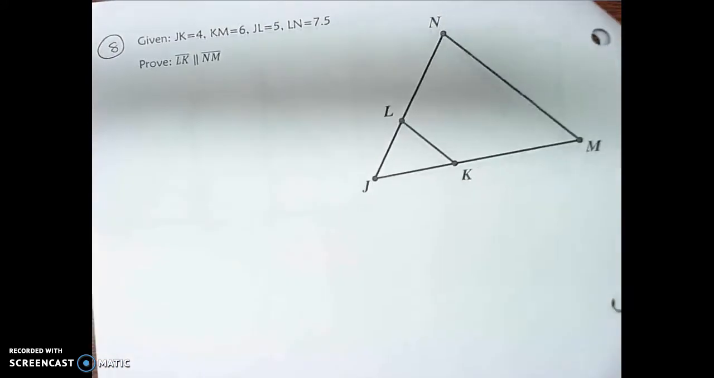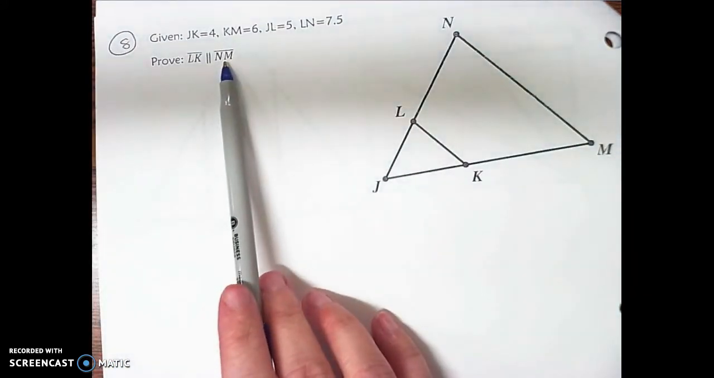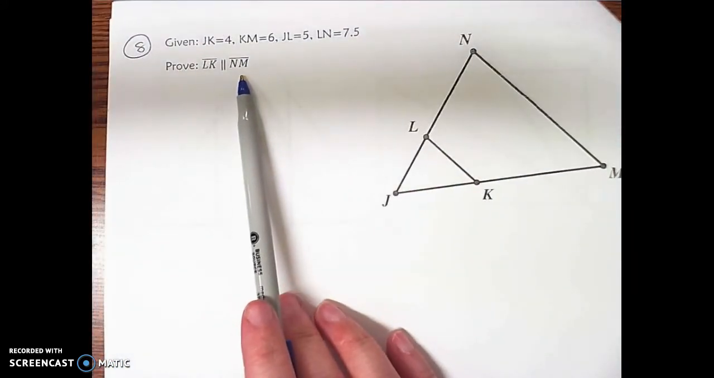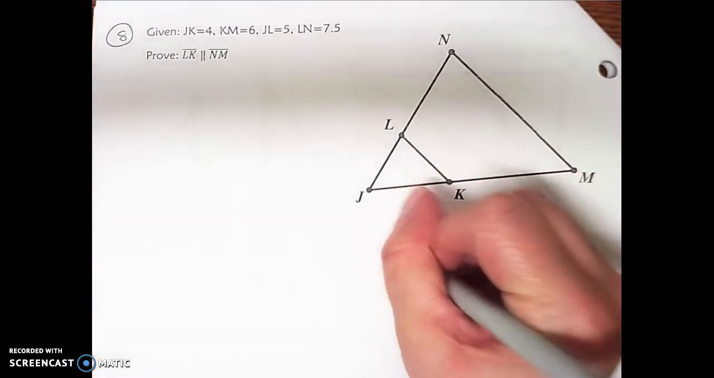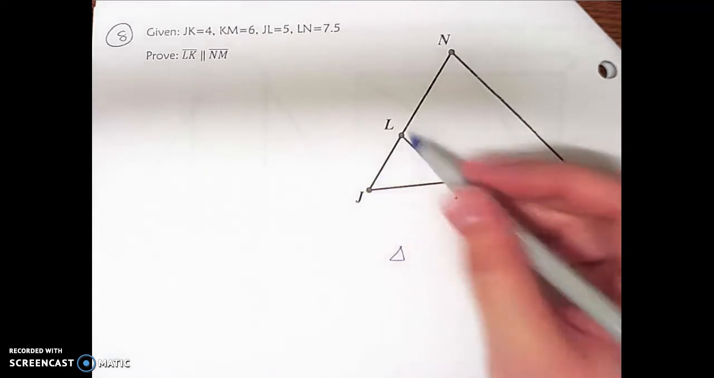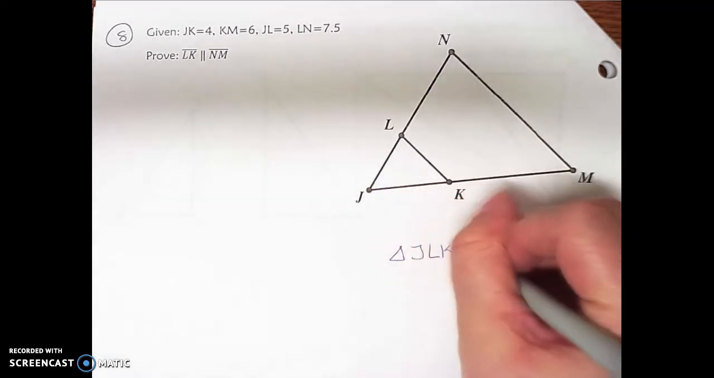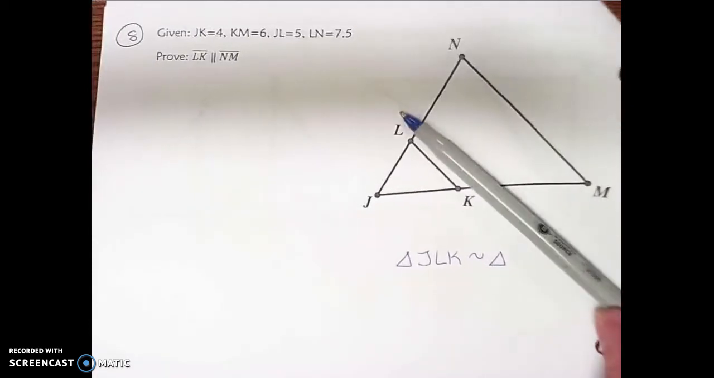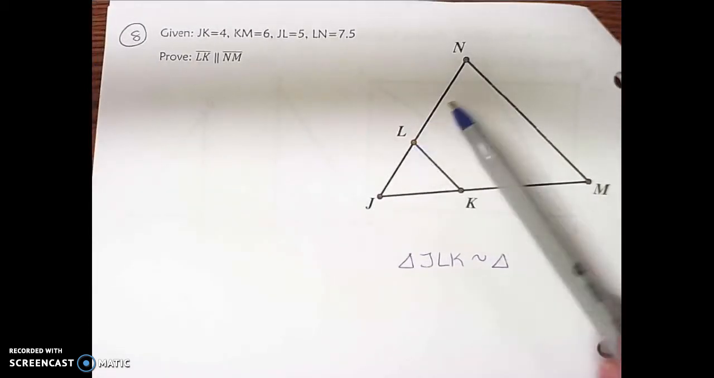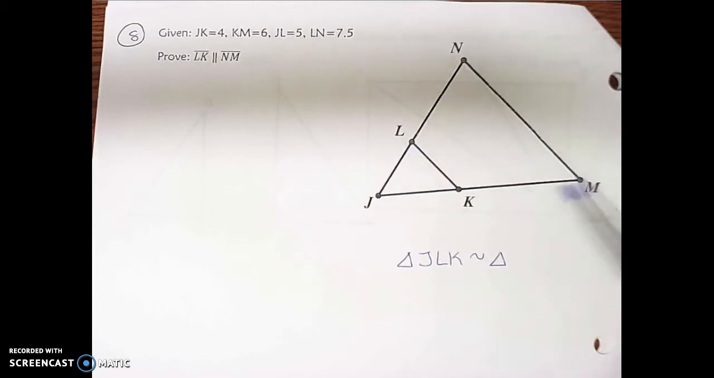Number 8 asks me to prove that I have parallel line segments, and I'm going to start by proving that the triangles are similar. So I'm going to start by writing my similarity statement. I'm going to pick one of my triangles, JLK, similar to triangle. Now the whole idea is that if these segments are parallel, then I dilated this smaller triangle to get this larger triangle.